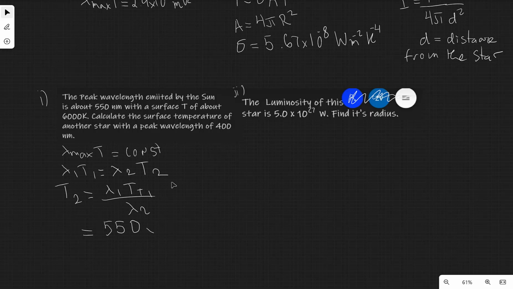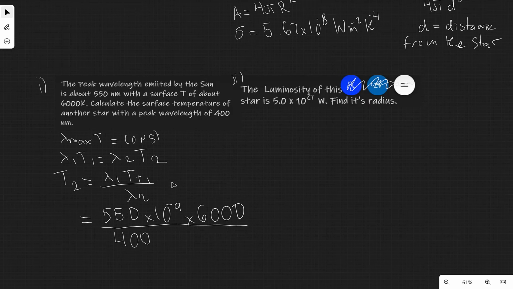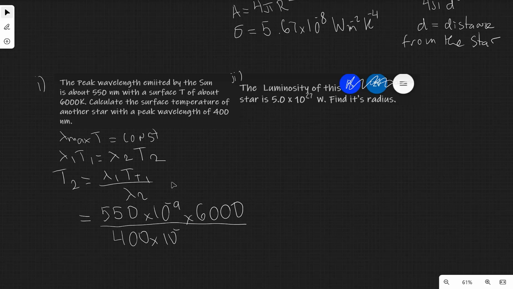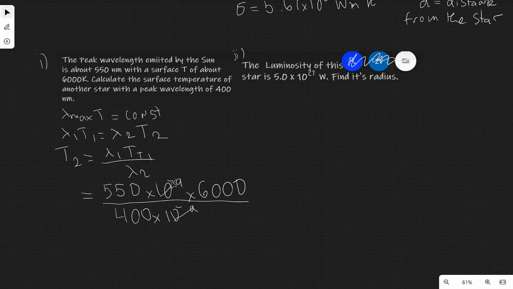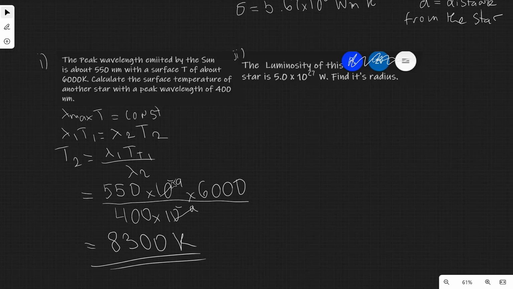550 nanometers times 10 to the power of minus 9 multiplied by the surface temperature of the sun, which is around 6000 Kelvin. Then we're going to divide that by 400, which is our lambda 2, times 10 to the power of minus 9. Notice that because it's a ratio, the nano prefix cancels. We shouldn't even write it, just to save time in this case. Okay, and if we put that into a calculator, we're going to get around 8300 Kelvin for the temperature.